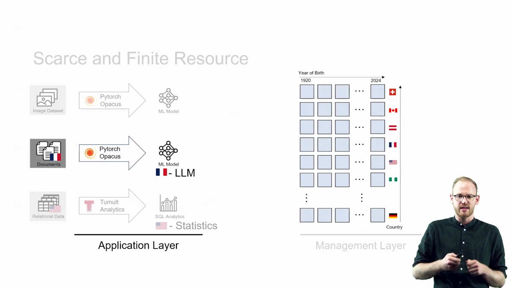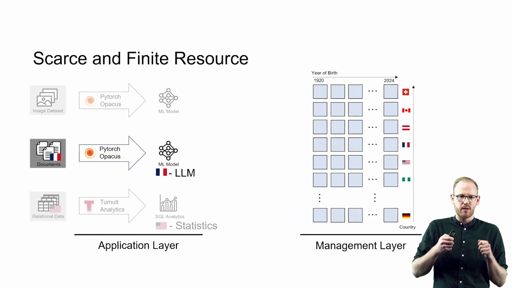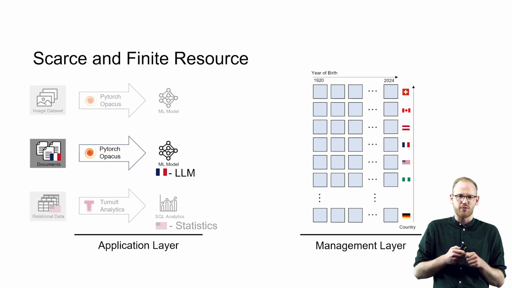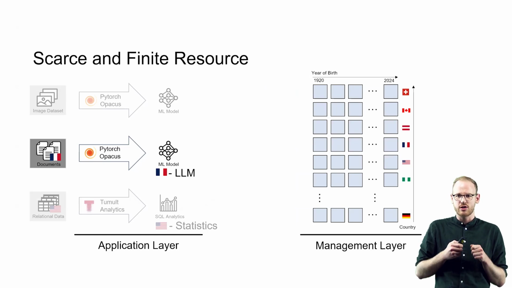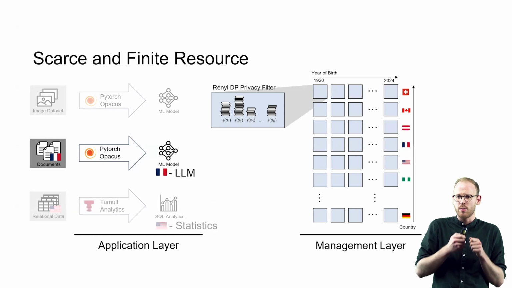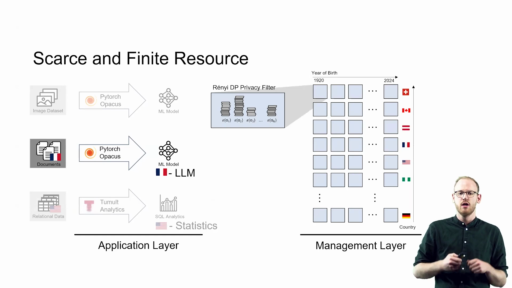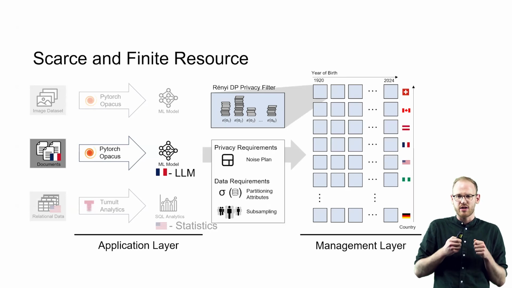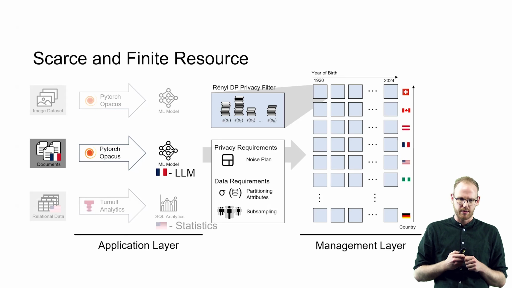Now, to summarize, in the management layer, we now have a privacy accounting scheme that allows us to do a fine-grained privacy analysis that takes into consideration application semantics. From a DP perspective, we maintain a concurrent privacy filter using RDP for each of the blocks to enforce a system-wide privacy budget. Applications express their privacy requirements in the form of a noise plan and their data requirements as a filter condition on the partitioning attributes and the percentage for subsampling.